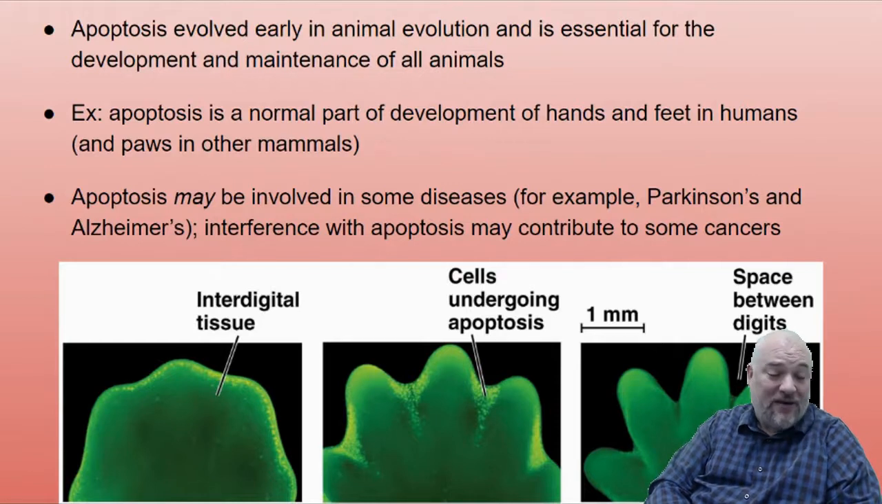So we want it to happen in certain places. Apoptosis may be involved in some diseases like Parkinson's and Alzheimer's.